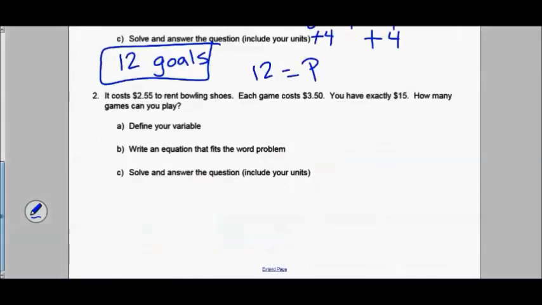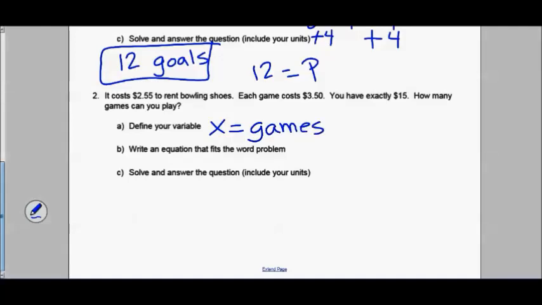For our second word problem, it says, it costs $2.55 to rent bowling shoes. Each game costs $3.50. You have exactly $15. How many games can you play? So if we're looking at our variable, it's what we're trying to find. They're trying to figure out how many games someone can play for $15. So x is going to be our number of games.